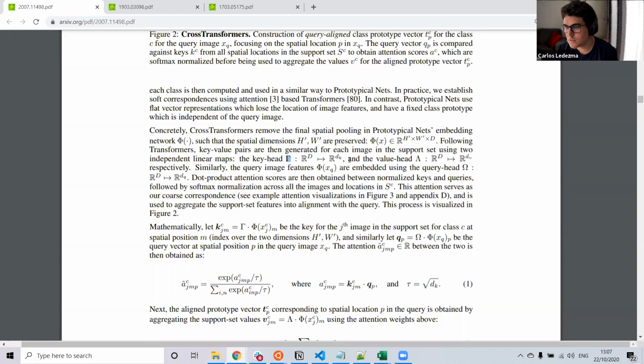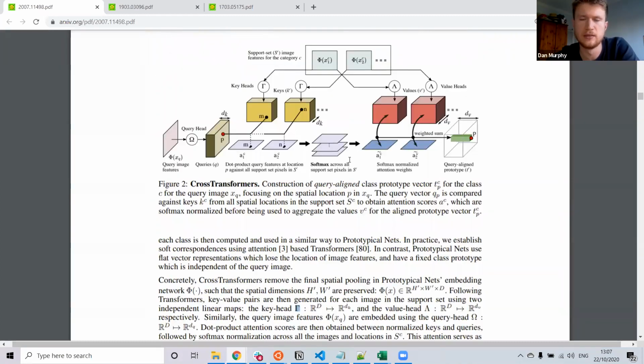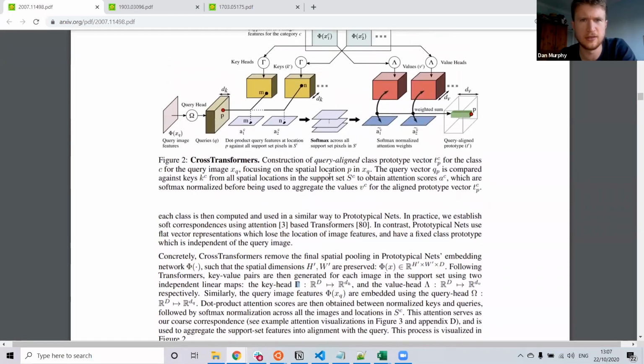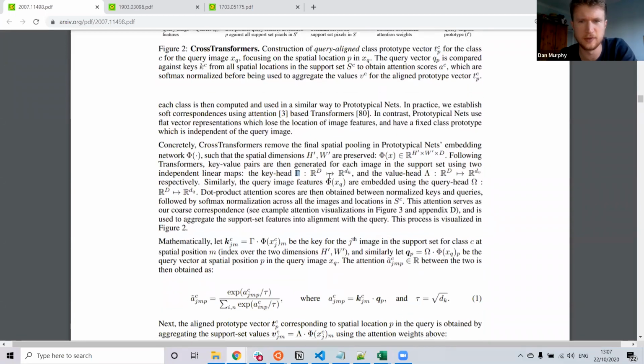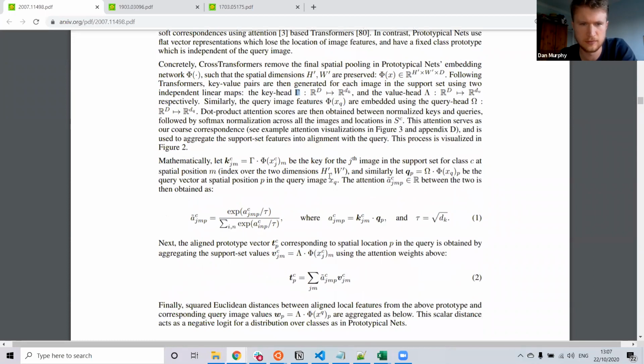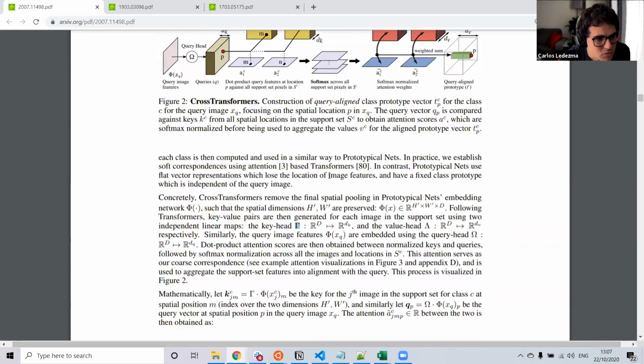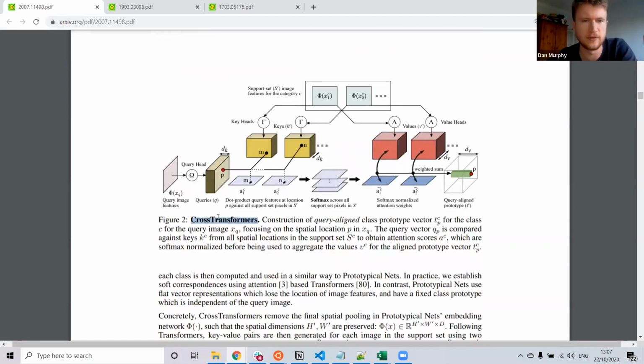Yeah. Okay. But like you say, it's pretty much the same as a transformer architecture. I'm not sure what the cross was referring to, to be honest. I don't know if anyone has any sort of intuition on that. Which cross? Like, what is the name cross transformers referring to? Is it this cross?